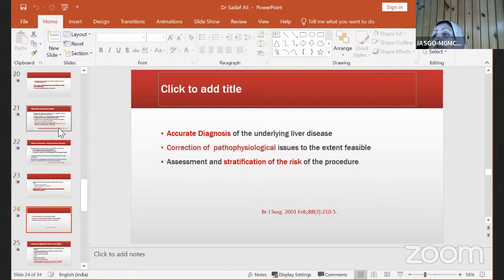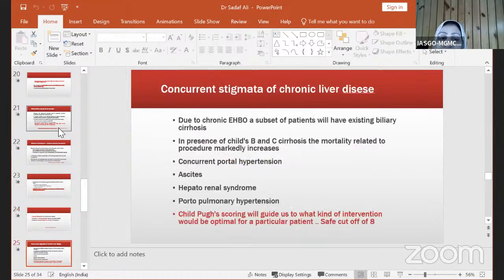So the pillars of preparing a patient for procedure or surgery would be accurate diagnosis, which you already have gone through, correction of pathophysiological issues to the extent that is feasible. And of course, the third important thing is assessment and stratification of risk related to procedure.